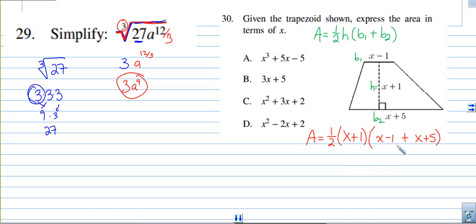or anything like that. So inside here we have like terms. We have x plus x, which is 2x, and then we have minus 1 plus 5. Negative 1 plus 5, they're different signs, so we subtract. 5 minus 1 is 4, and 5 is bigger, so it's positive 4. Okay? Now, that you want to keep in parentheses. The x plus 1 will come down because we haven't used it yet, so will the 1/2 equals the A.